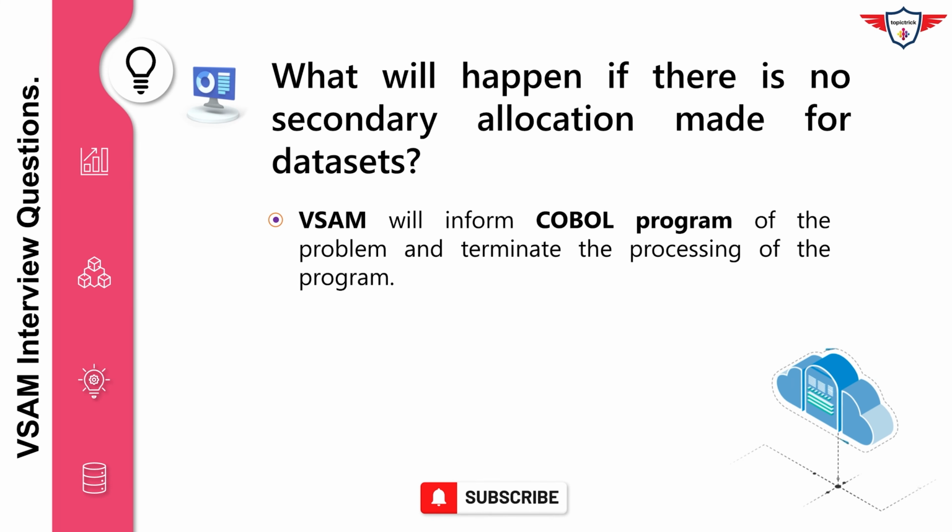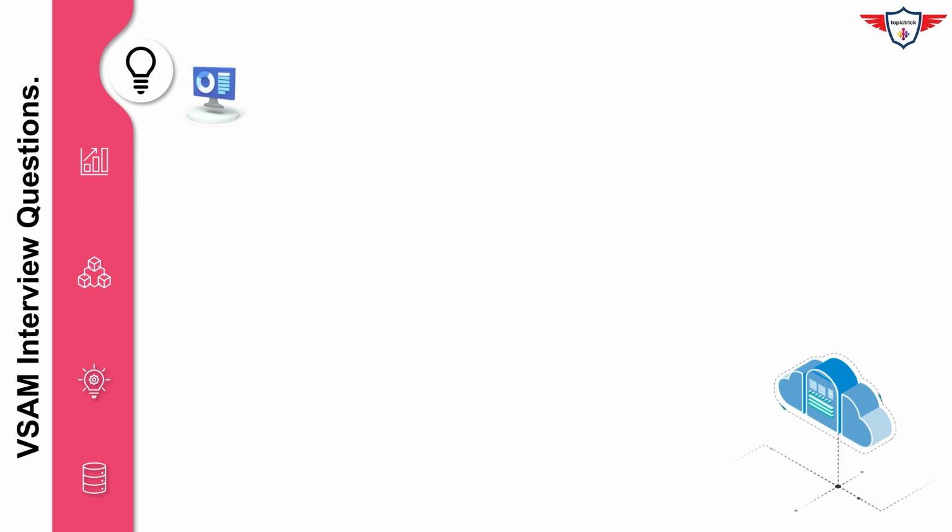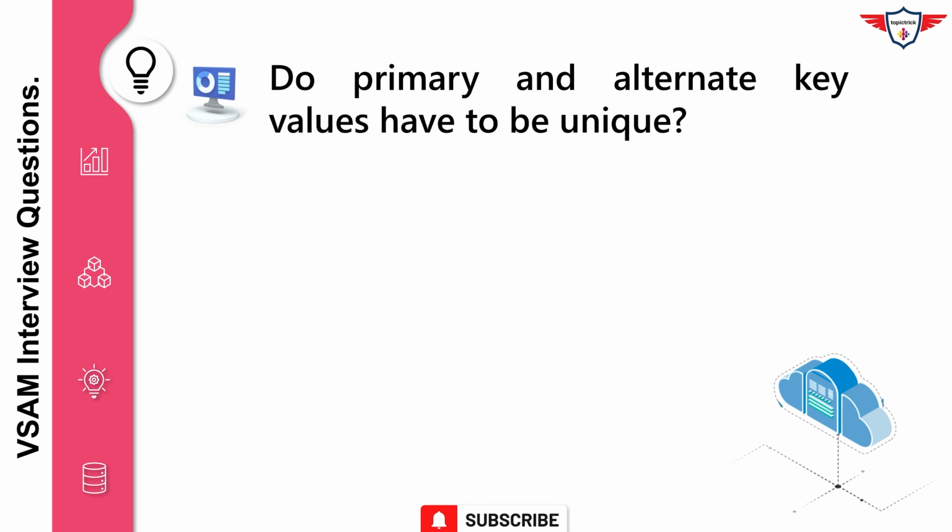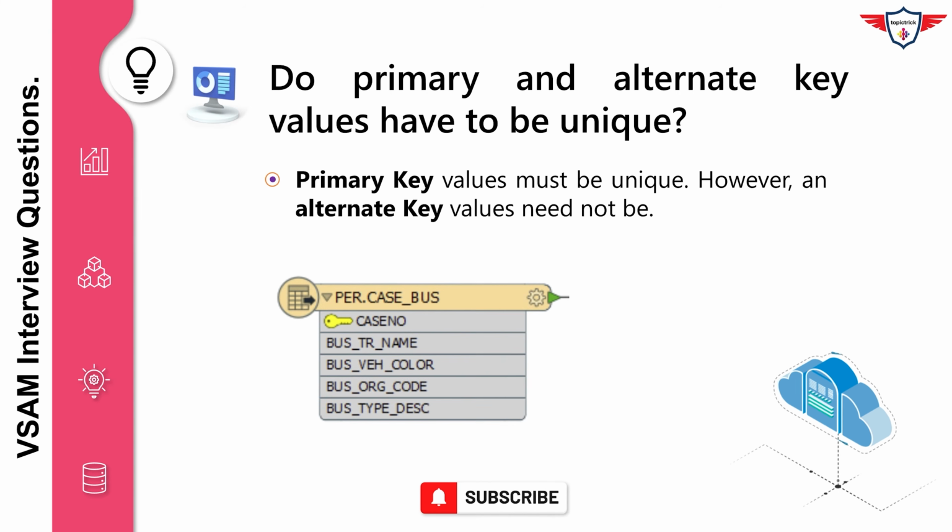VSAM will inform the COBOL program of the problem and terminate the processing of the program. Do primary and alternate key values have to be unique? Primary key values must be unique. However, alternate key values need not be.